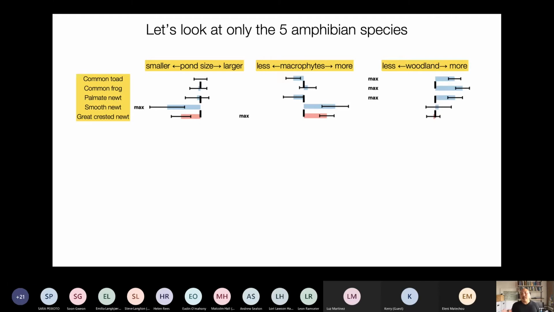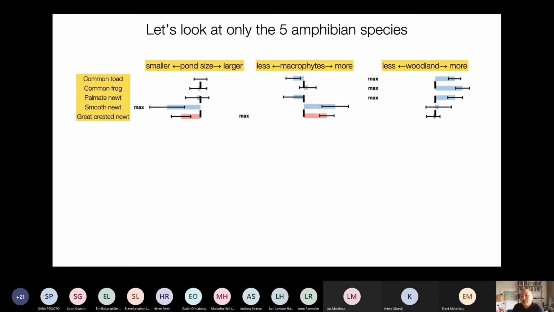But when you look at the land cover, common toad, frog, and palmate newt tend to be found more often in ponds that have woodland as the dominant habitat type around them. And that makes sense for palmate newt, especially because it's more of a northern species. And maybe this is what keeps it cooler in this area.